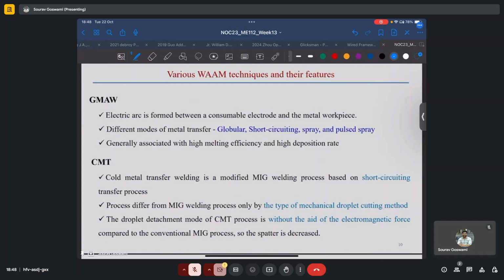Cold metal transfer is a standardized process, and this is a modified MIG welding process based on the short circuiting transfer process only. This also happens at a relatively lower temperature, and that is why it is called cold metal transfer. It is not really cold in the absolute temperature sense, but it happens at a lower temperature compared to other processes. This differs from the MIG welding process only by the type of mechanical droplet cutting method, and the droplet detachment mode of CMT is without the aid of electromagnetic forces compared to the conventional MIG process. So the spatter is decreased.